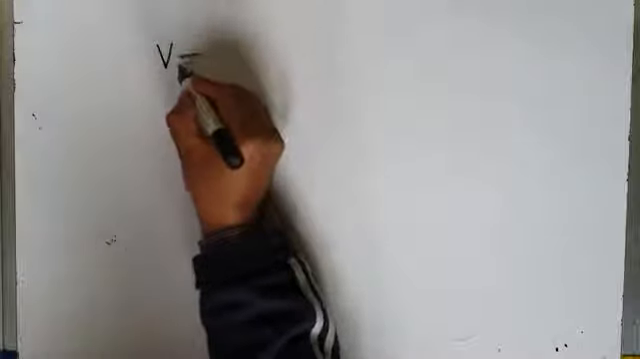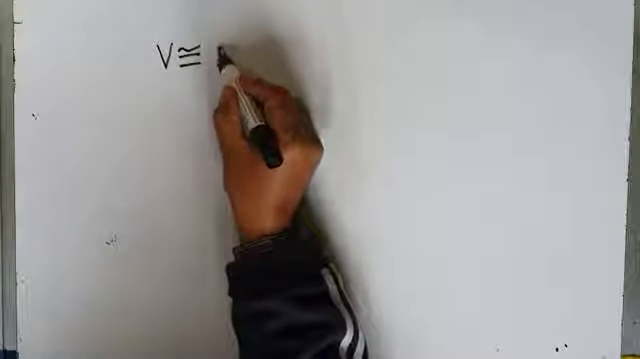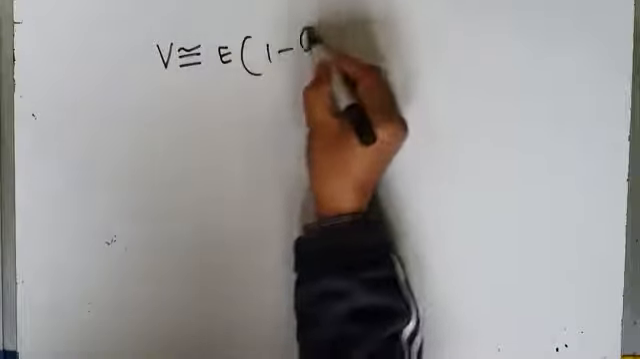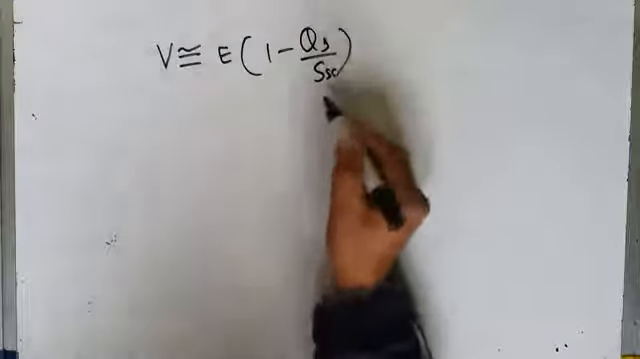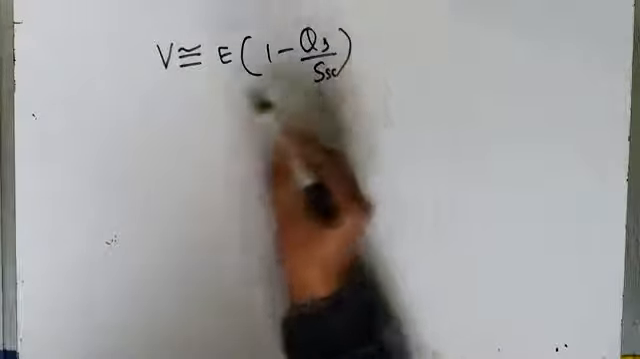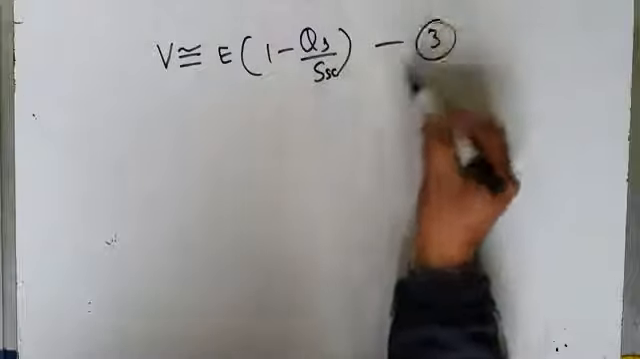Let us write one more equation of this bus voltage, which we have derived in the last lecture. V is equal to E times 1 minus Qs by SSC. In terms of short circuit apparent power, SSC, V is given by this equation also. Let us call this equation 3.